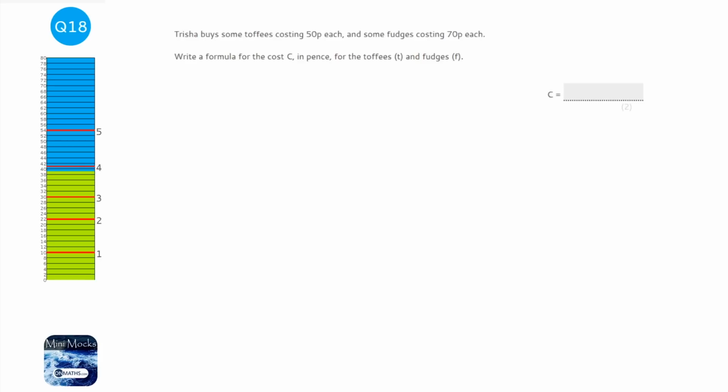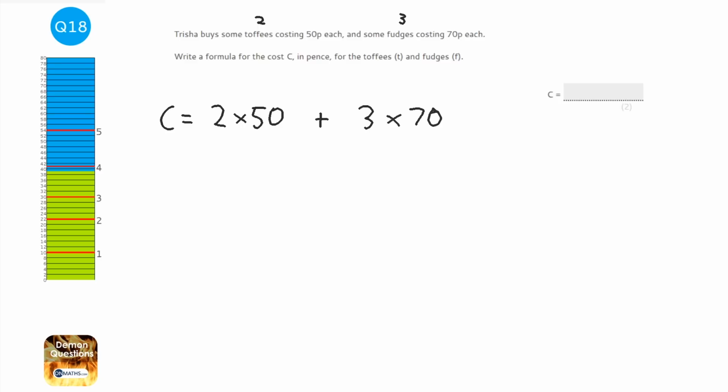Okay, for this question we're asked to find the cost of the toffees and the fudges. Now, if we imagine that we had 2 toffees and 3 fudges, how would you work this out? Well, the cost would be 2 times 50p, and then we would add 3 times 70p. The problem is that 2 and 3 I've just made up, so that's not going to be the answer to this question. What it says though is that it wants toffees to be called T and the amount of fudges to be called F. So instead of 2 toffees we have T toffees, and instead of 3 fudges we have F fudges.